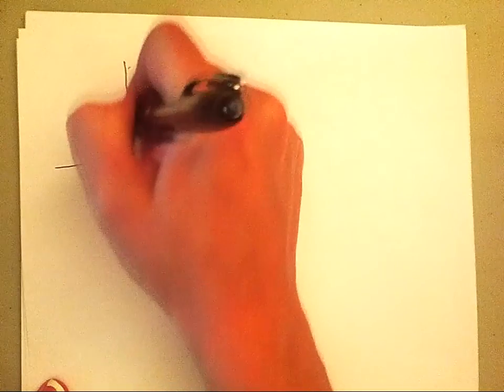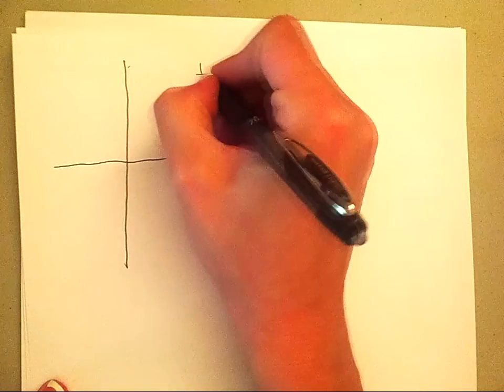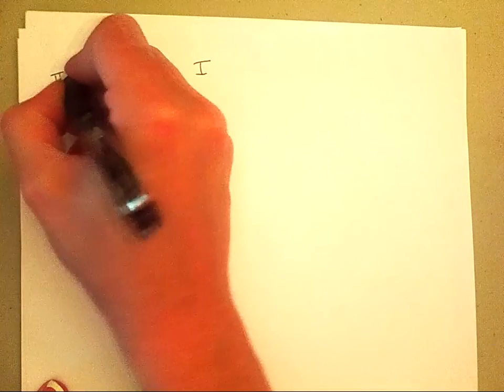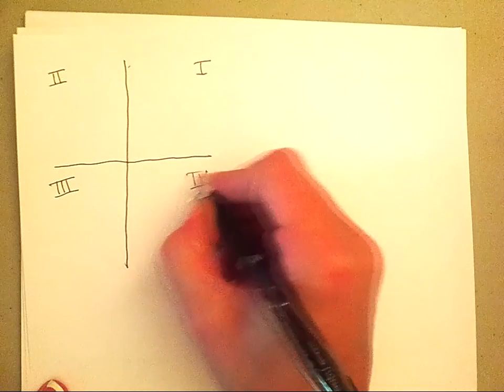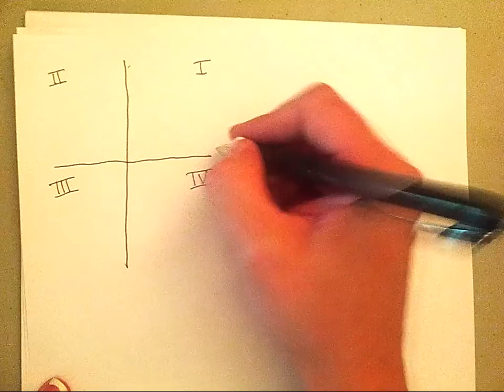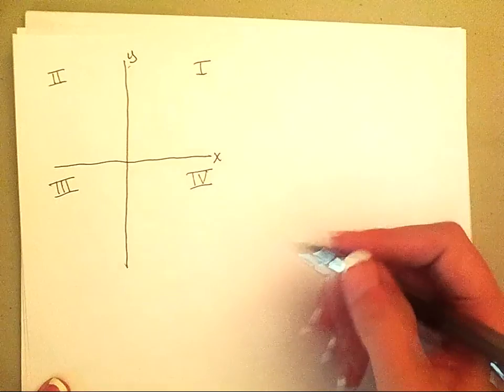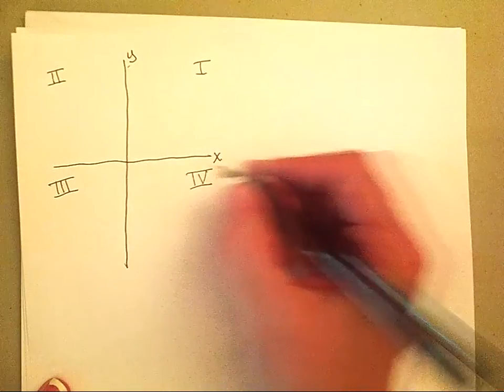Let's look at what that would be. Remember, we have 4 quadrants. This is quadrant 1, this is quadrant 2, this is quadrant 3, and this is quadrant 4. This is the x, this is the y. Remember, our x is the cosine.